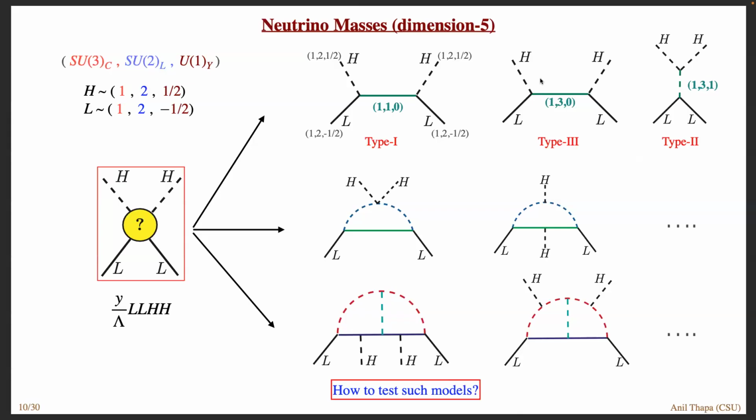If you have a singlet, of course you also have to make sure that it is Lorentz invariant. If it's a singlet fermion, it's called type 1, very widely studied. If it's a triplet scalar, it's called type 2. If it's a triplet fermion, it's type 3. This is what is called the type 1, type 2, and type 3 seesaw mechanism. Of course, this is at tree level. You can go to loop level as well, where for LLHH you can draw this kind of topology. There are other topologies, of course, and this is the second topology.